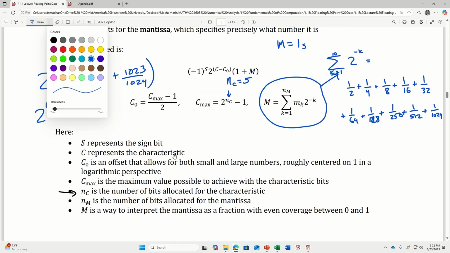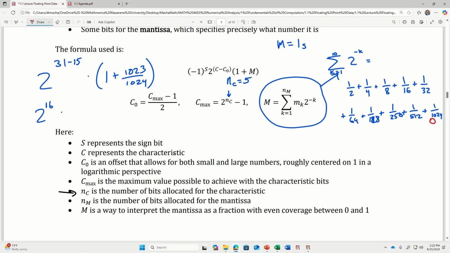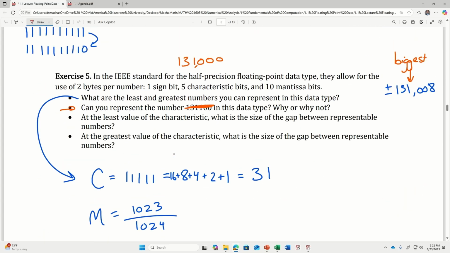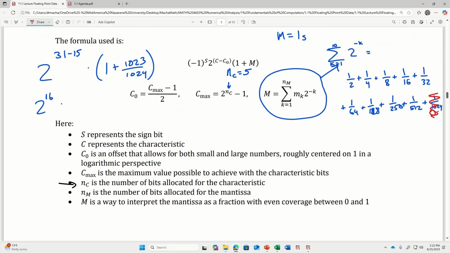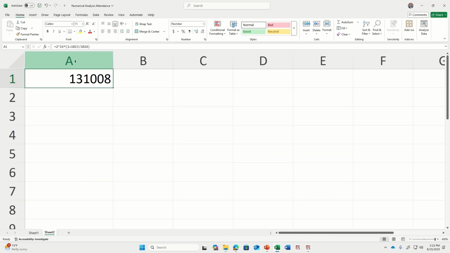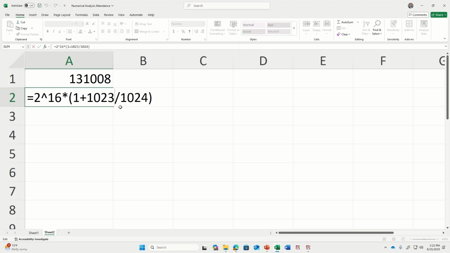If I change this 1 to a 0, I'm basically just multiplying this times 0, scratching that out. So let's take away 1 out of 1,024 from our number. So now, our number is going to be 2 to the 16th power times 1 plus 1,022 over 1,024. And let's see what the next second biggest number I can make is. Like that.